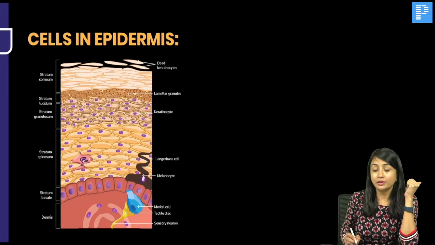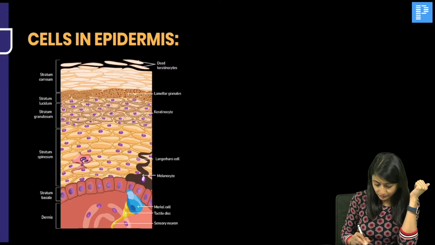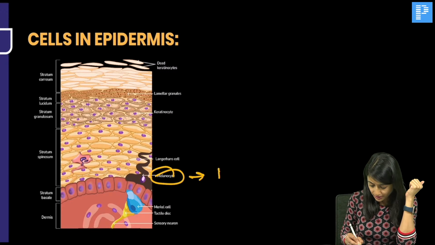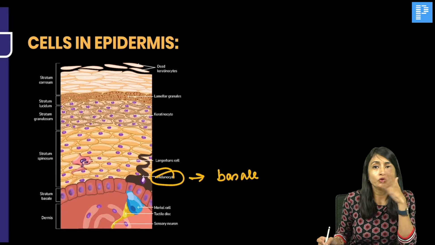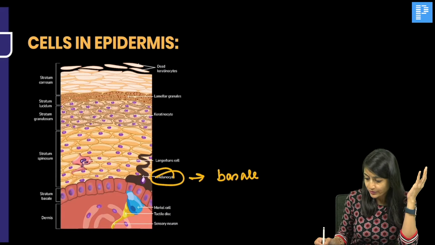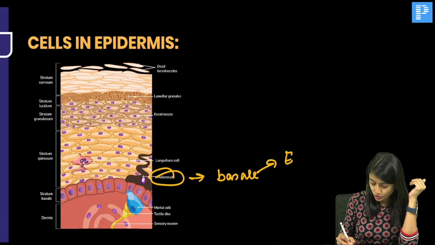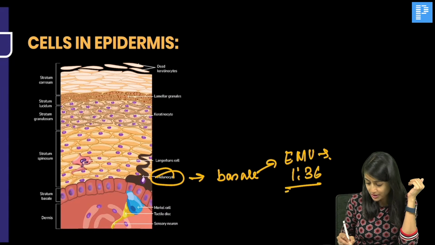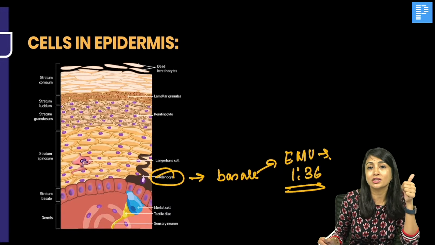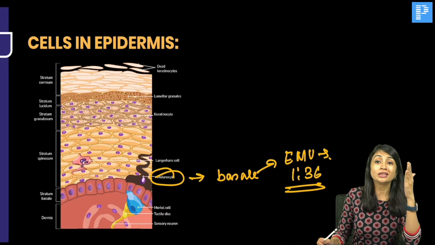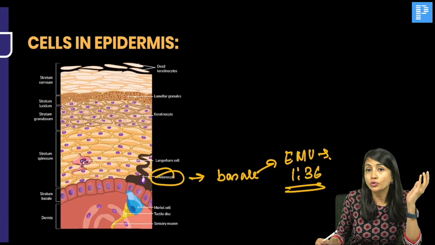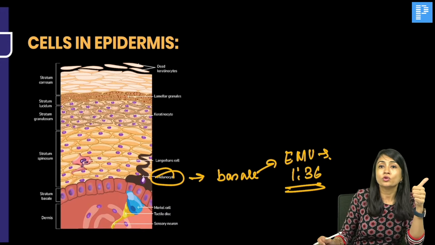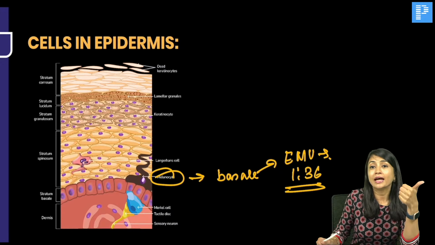Now, what is the epidermal melanin unit? So, you all told me it is there in basal layer. But what is epidermal melanin unit? I just need to know the ratio. 1:36, very good. So, EMU, epidermal melanin unit, is 1:36. That means 1 melanocyte transfers its melanin to 36 keratinocytes surrounding it, and that is why we have a uniform skin color.